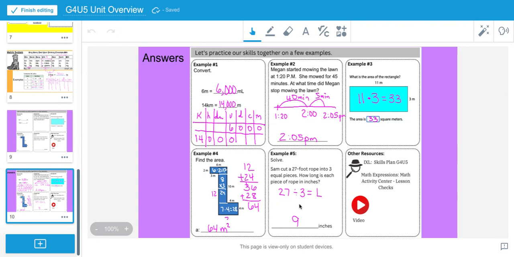The last one, if Sam cuts a 27-foot rope into 3 equal pieces, how long is each piece? So we do 27 divided by 3, and we get 9.